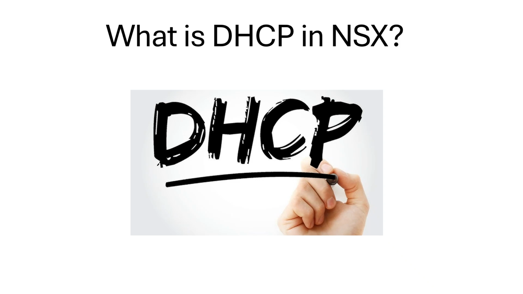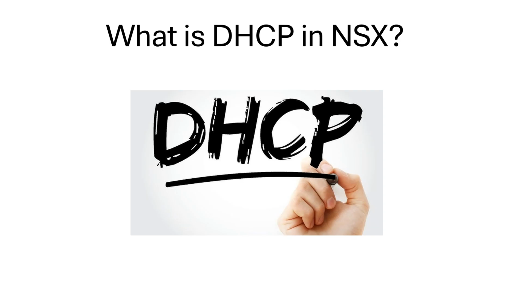So let's start with what is DHCP in NSX. We all know DHCP, right? Instead of manually assigning IP addresses to every VM, DHCP automatically gives IP, gateway, and DNS, all that, right? Now in NSX, the good part is NSX itself can act as a DHCP server, or NSX can forward DHCP requests to an external DHCP server.